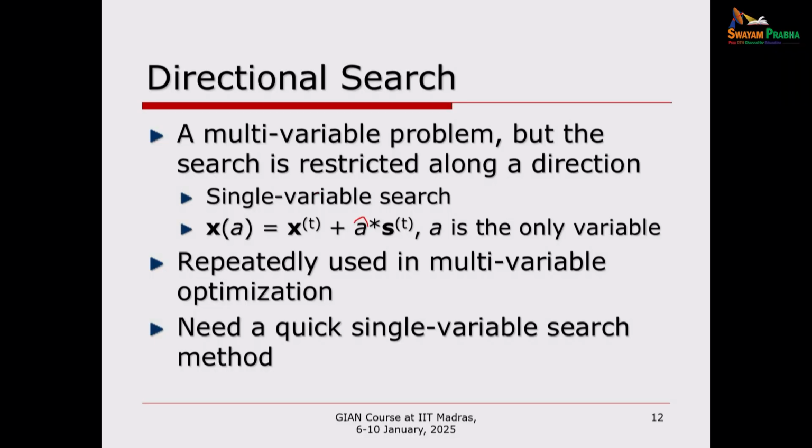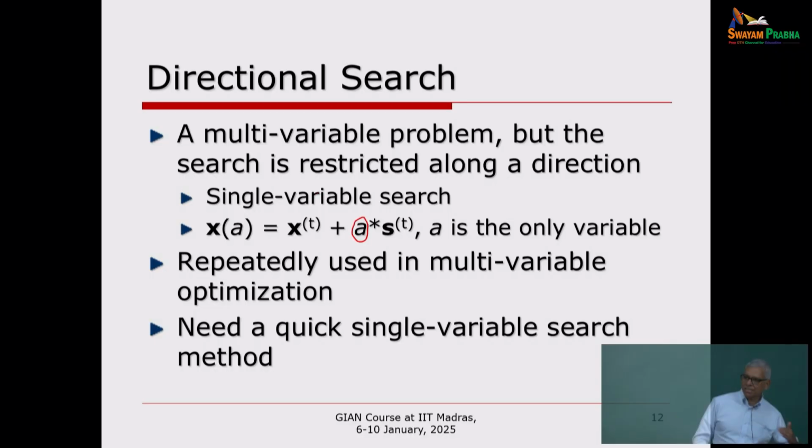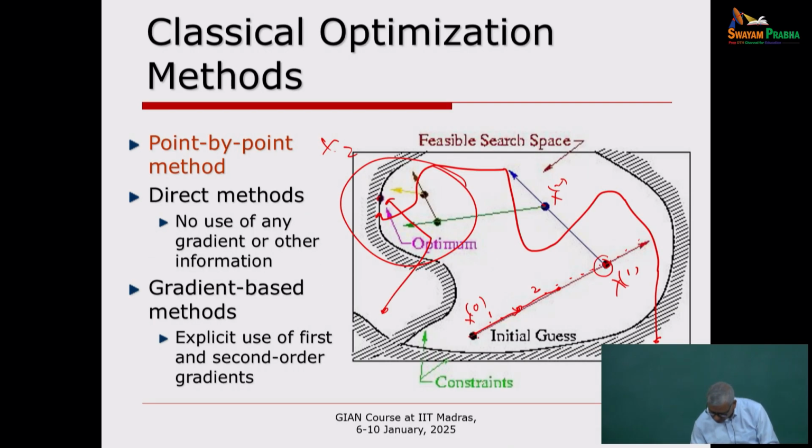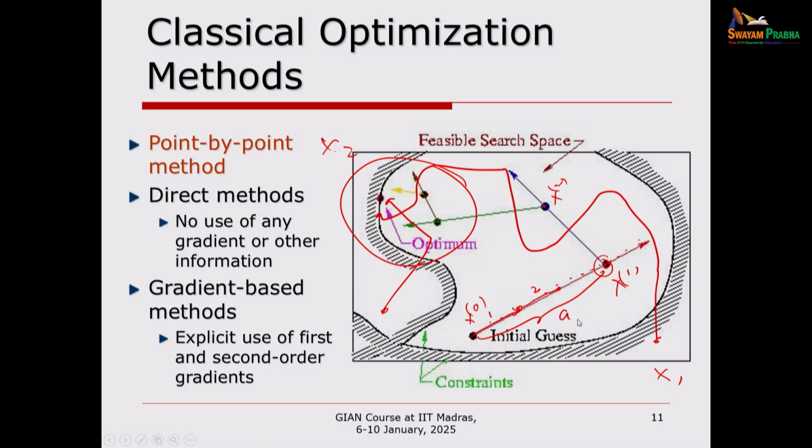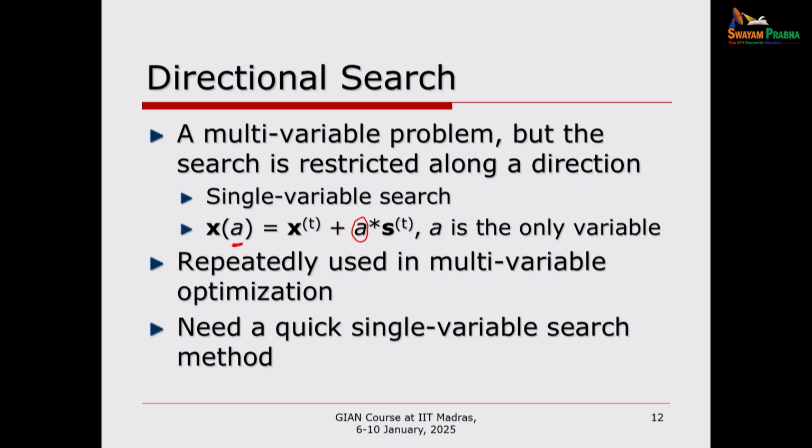All I need is a variable a, the distance along that. A times the direction, this is the vector, I add to the current point and I get the new point. So I have to decide what a I shall put so that I get to the optima. This is my a. I need to find that a so that I fall on the minima. So it's a single variable search. I can experiment with a.